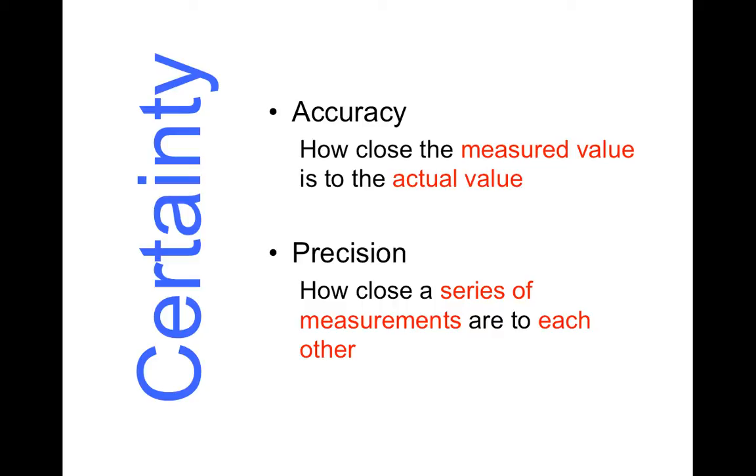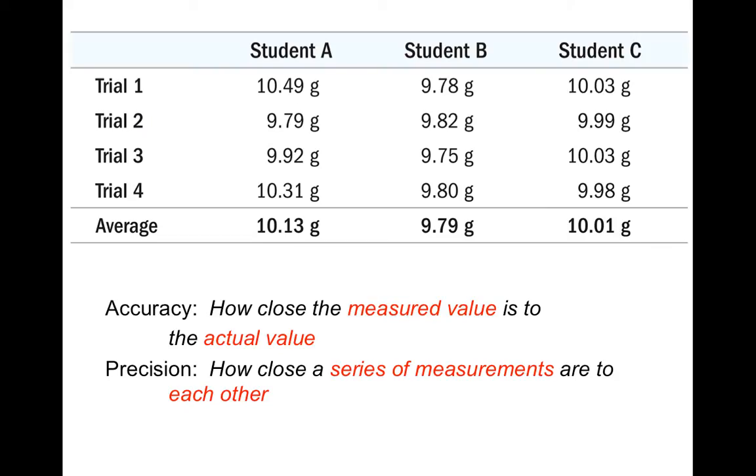All right, so keeping those two definitions in mind, which I posted here at the bottom of the page, look at these sets of measurements. Suppose student A takes a bunch of measurements of some mass, obviously, and finds masses of 10.49, 9.79, 9.92, and 10.31. The average is 10.13. Look at those numbers. How close are they to 10.13? So the first question I'm going to ask is, are they accurate? The next question is, are they precise?